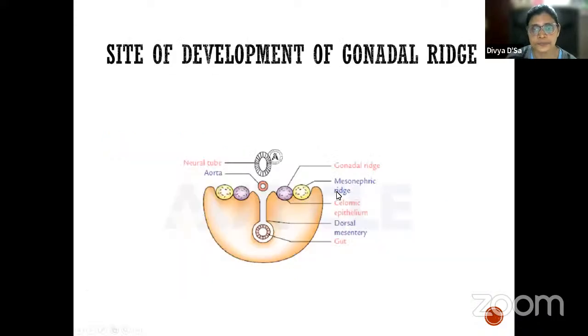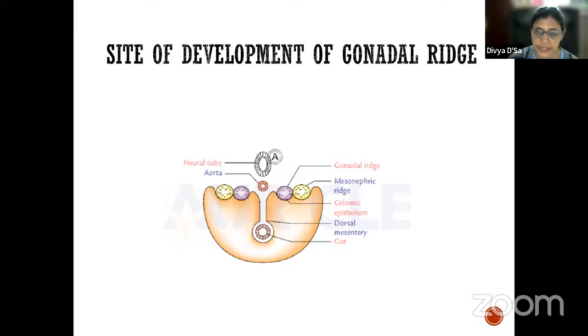Now this is the site of development. Where is the site of development of the gonadal ridge? In the posterior coelomic wall, posterior abdominal near the coelom. This development begins in the 4th week of intrauterine life. So during the 4th week of intrauterine life, the development of the genital system begins.